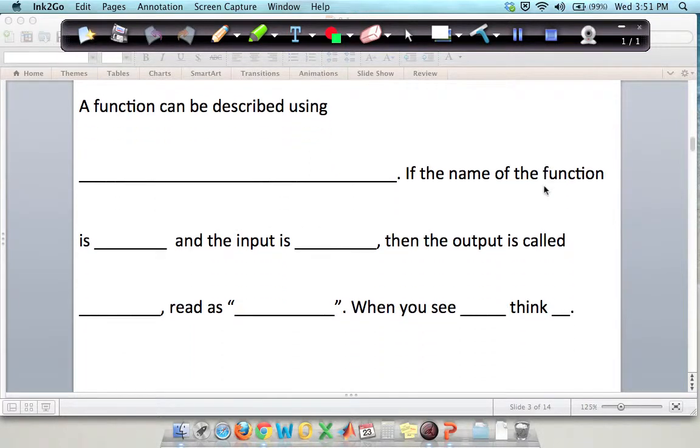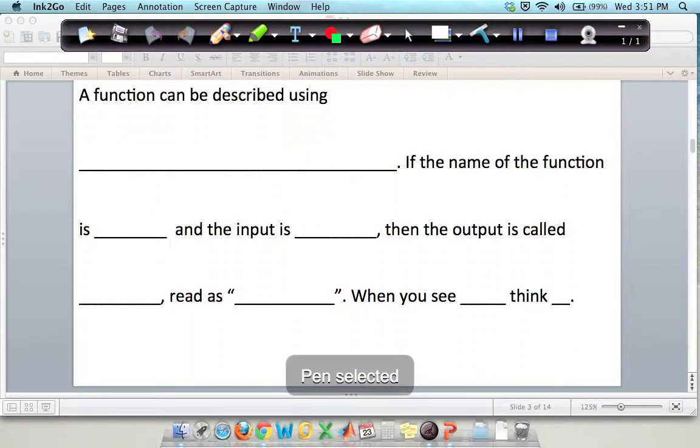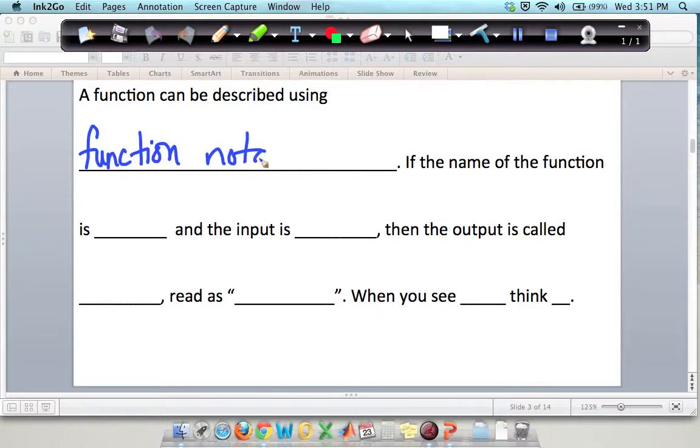So how do we write a function? We write an equation with function notation because it delineates to everyone that this is a function. So a function can be described using function notation. So if the name of the function is f and the input is x, so you're inputting x, we'll let x stand for the number of gallons of gas, then the output is called f of x. It's read as f of x, that's not multiplication, it's of.